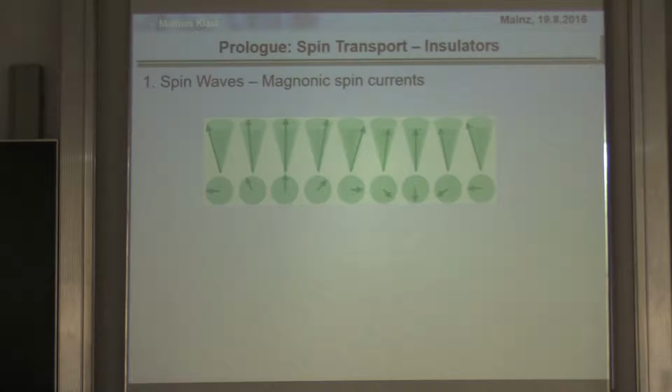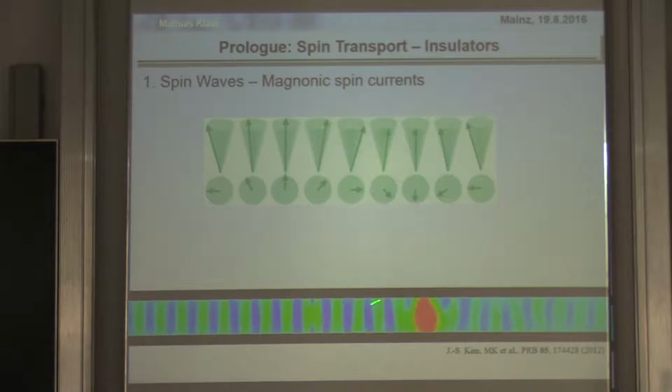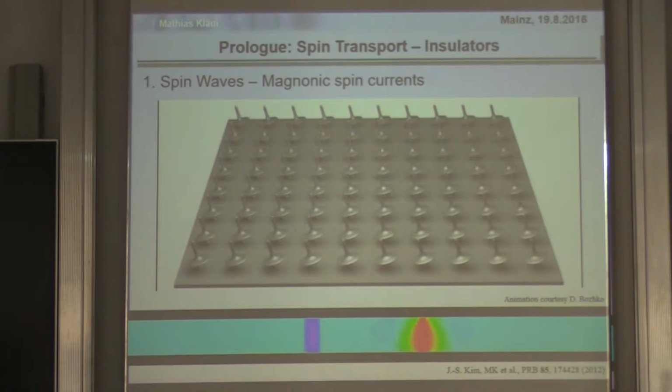So how about insulators? Obviously you don't have free electrons that can carry the spin, but we have magnons. So we have a coupling of localized magnetic moments, and these magnons can actually be used to manipulate a domain wall as shown here. And they can also propagate. This is a very nice example from the group in Kaiserslautern.